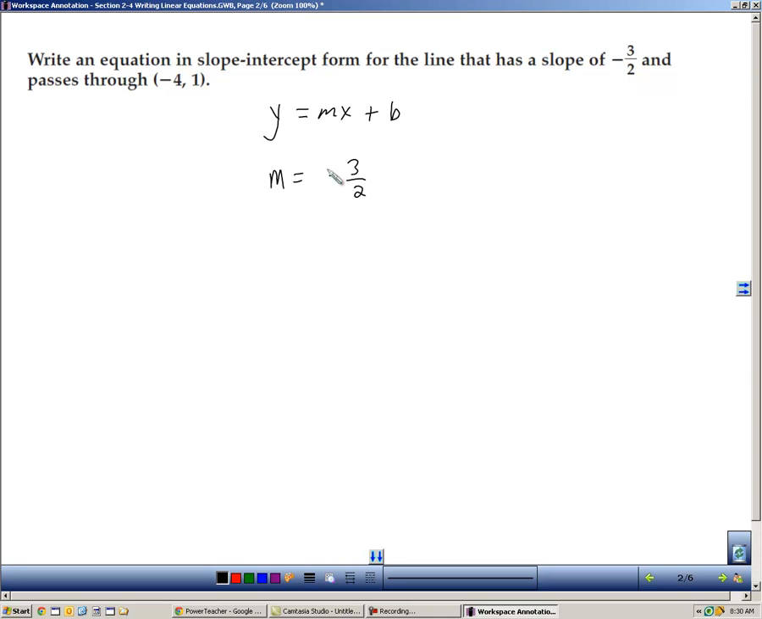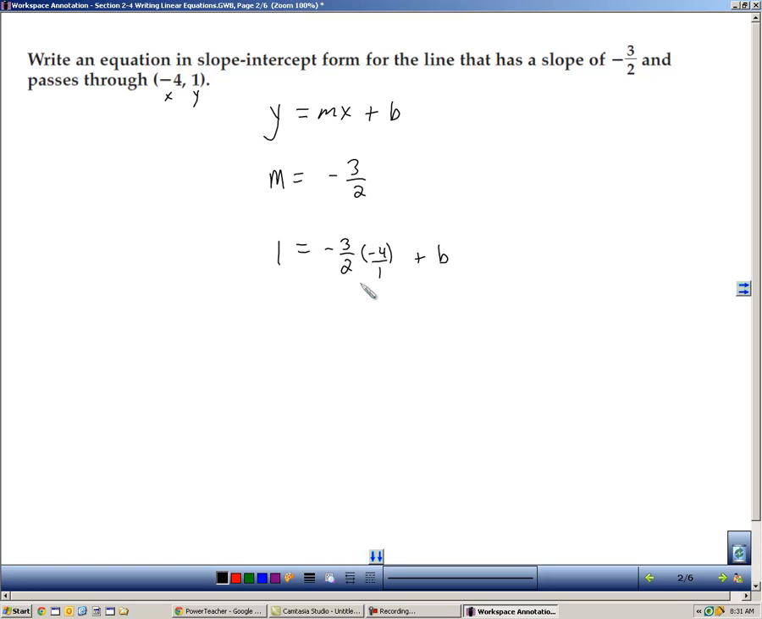I can find that, though, by taking my ordered pair that I'm given, my x and y ordered pair. This is the x, this is the y, and plugging them into the equation along with the m. So for y, I'm going to put a 1. For m, I'm going to put negative 3/2. And for the x, I'm going to put negative 4. And then we can solve for the b using algebra.